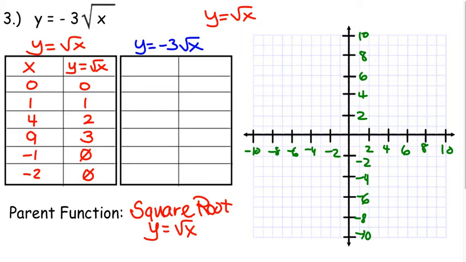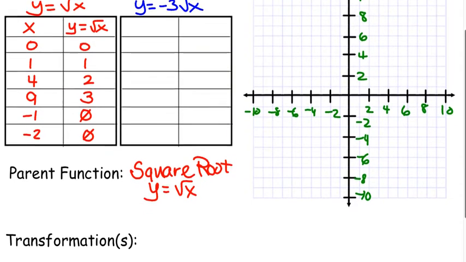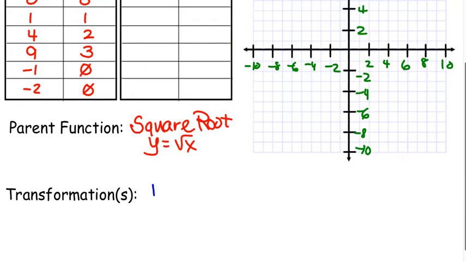All right, now let's go ahead and pull apart the transformation. So let's start with the negative. The negative in front or outside the function is considered a reflection, and it's a reflection about the x-axis. So the first transformation is reflect about the x-axis.